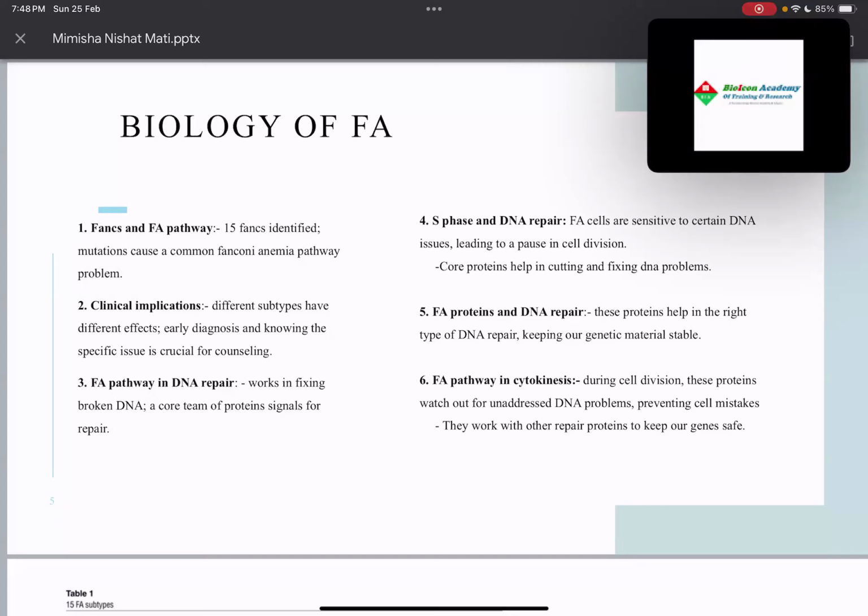FA proteins and DNA repair. These proteins help in the right type of DNA repair, keeping our genetic material stable and healthy. FA pathway in cytokinesis: during cell division, these proteins watch out for unaddressed DNA problems, preventing cell mistakes, and they work with our repair proteins to keep our genes safe.